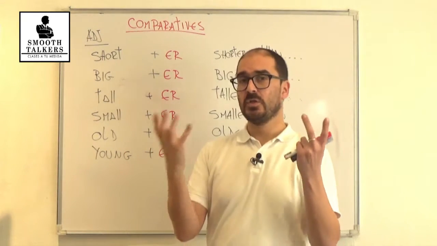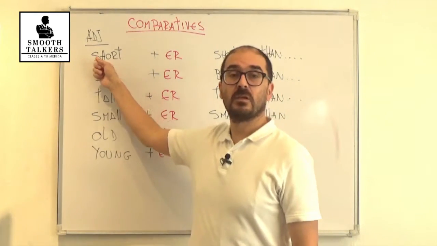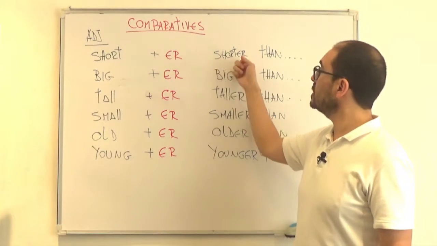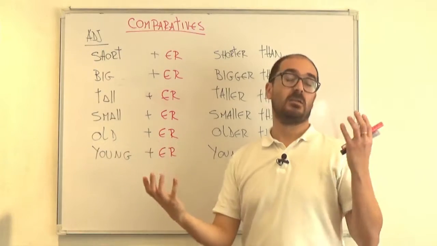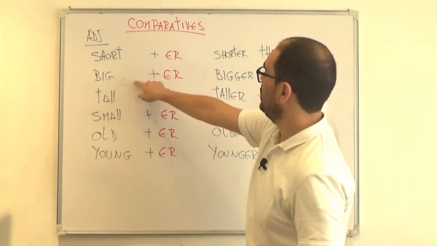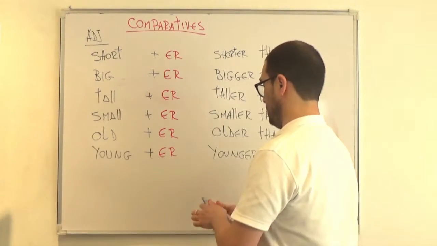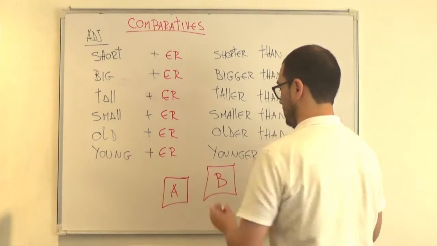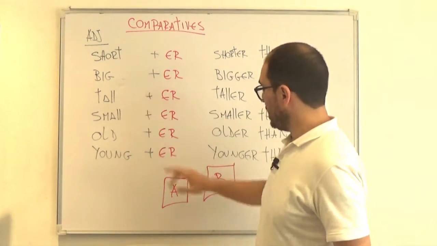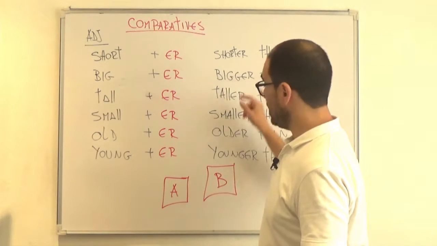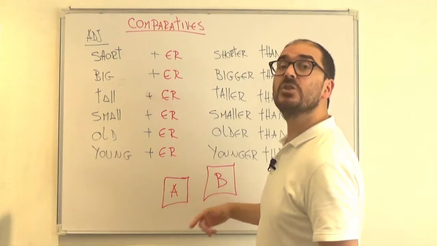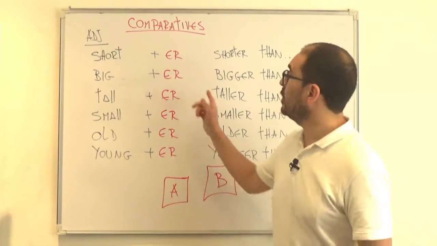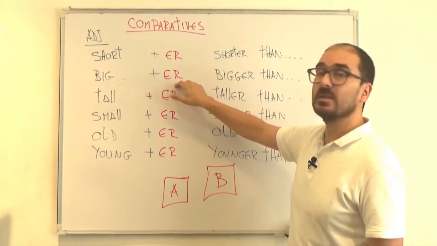If we want to compare two things, we're going to use the adjective with the suffix -er to form the word, in this case, shorter. So the word shorter, we use it to compare item A and item B. For example, big plus -er is bigger, right? So let's draw two boxes, box A and box B. We can use the comparative to say that box B is bigger than box A. And if we just want to talk about box B, we just say box B is bigger.